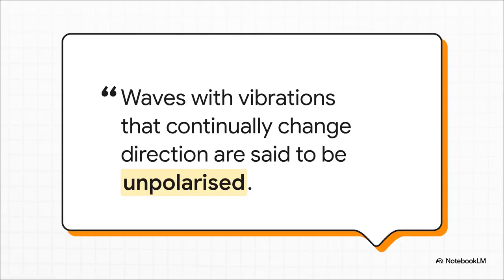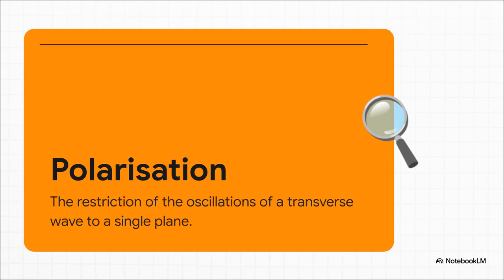The textbook we're looking at has a perfect analogy for this. Think about shaking a rope. If you just shake it like crazy in all different directions, you've got an unpolarized wave. But what if you just shake it straight up and down? Only up and down. That's it. That is a polarized wave. It's that simple. So that's the official definition of polarization right there. It's just restricting those wiggles to a single plane.